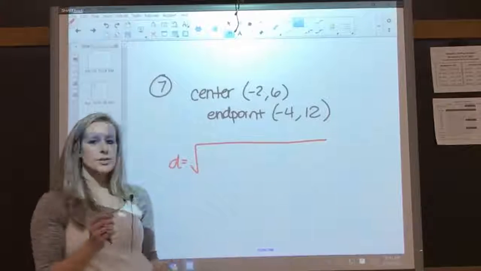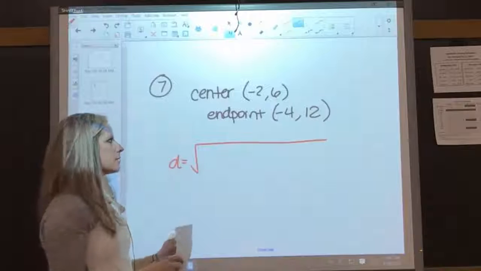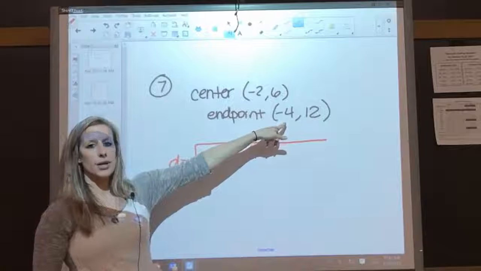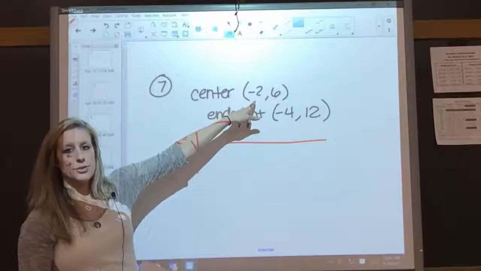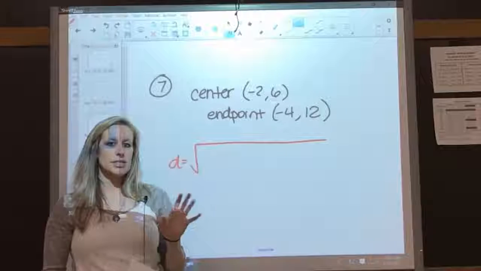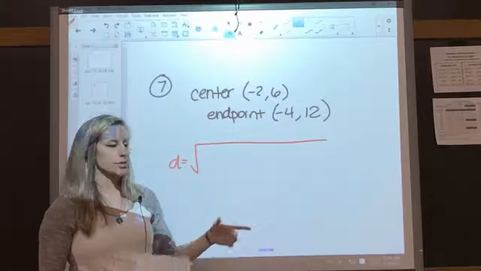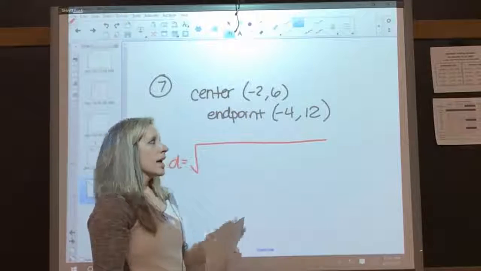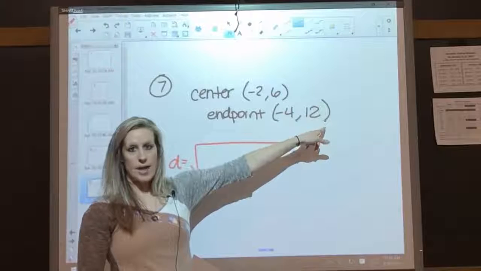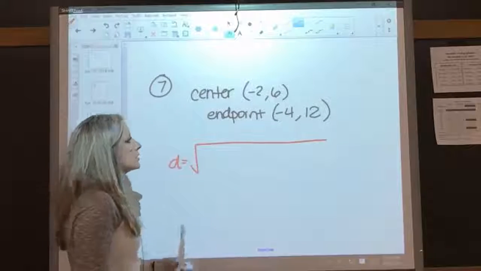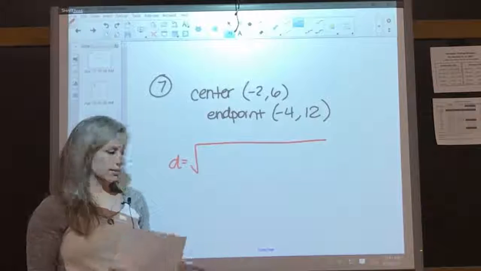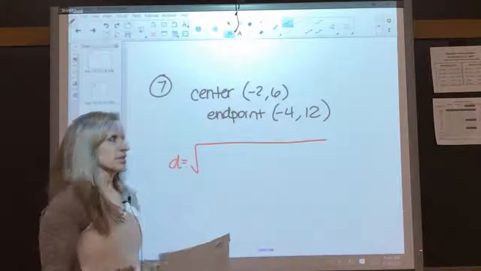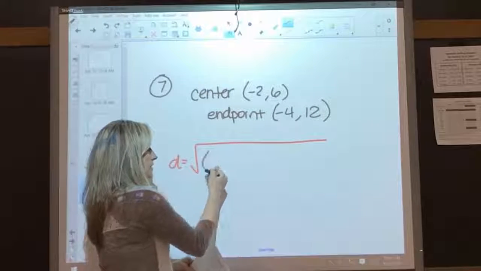All right, now whenever you do x2 minus x1, it doesn't matter what order you put it in. You could do -2 minus -4, or you could do -4 minus -2. It doesn't matter, as long as you use the same order for your y values. So if I do first minus the second for my x's, I have to do first minus second for my y's also. So as long as you're consistent, you're fine. For me, I always do second minus the first. It's just habit, but you'll end up with the same answer.